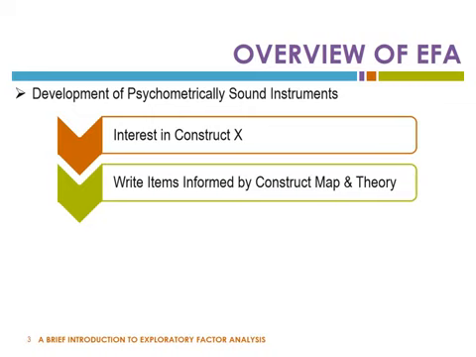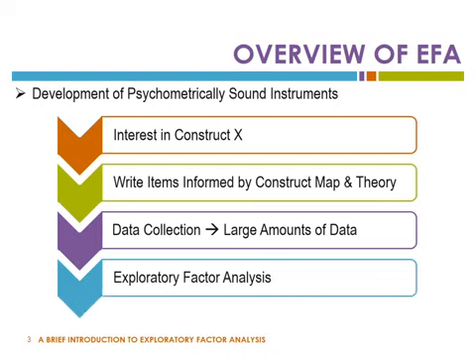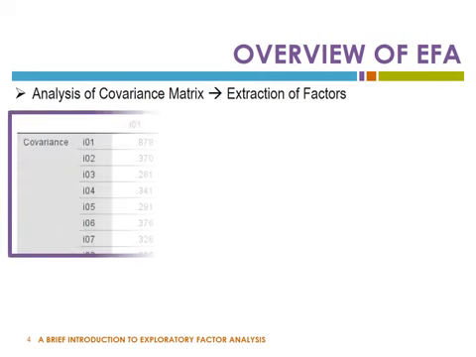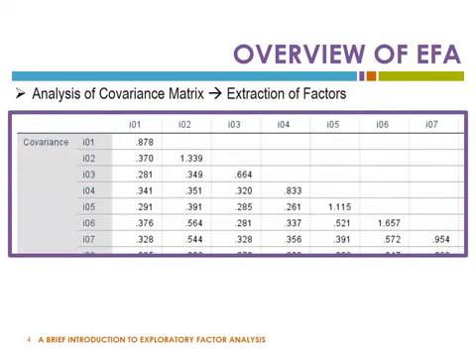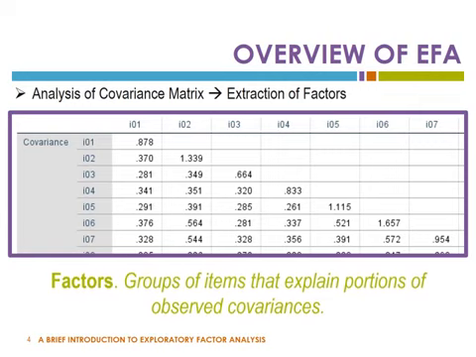When you write a lot of items, you end up with a lot of data that can be difficult to interpret. This is where EFA comes into play. The extent to which responses of items vary together is called covariance. We can create a matrix of covariances of items just like we would create a matrix of correlations. The goal of EFA is to identify the groups of items that, when considered together, explain as much of the observed covariance as possible. Each of these groups of items is called a factor.